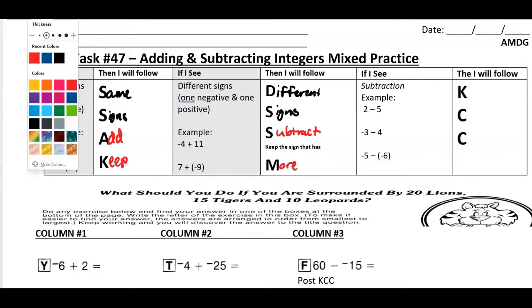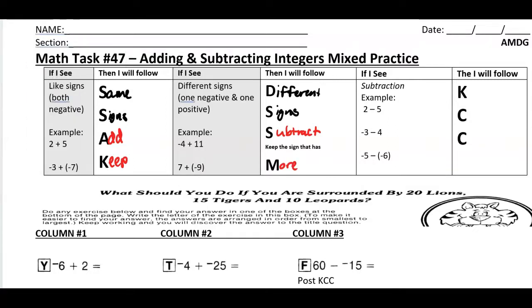And very important, whenever you see subtraction, you're going to keep the first number, change the subtraction to addition, and change the second number to its opposite. So 2 minus 5 becomes 2 plus negative 5. Negative 3 minus 4 becomes negative 3 plus negative 4. Negative 5 minus negative 6 becomes negative 5 plus positive 6. Keep, change, change. We do that in order to get back to an SSAK or DSSM problem for us to solve it.